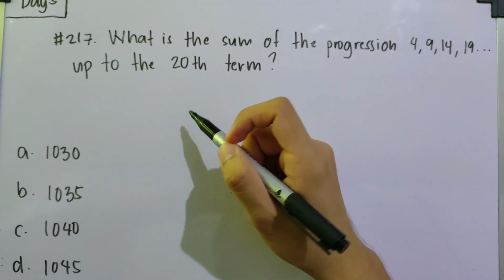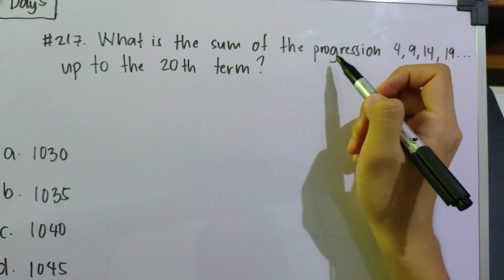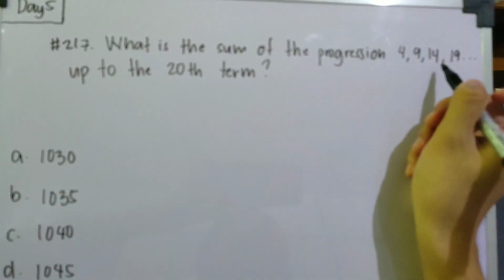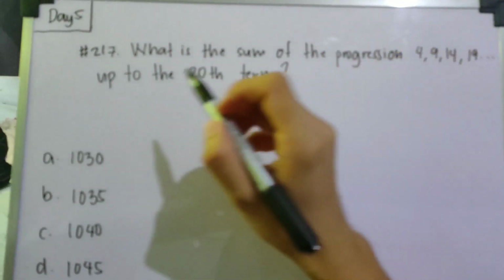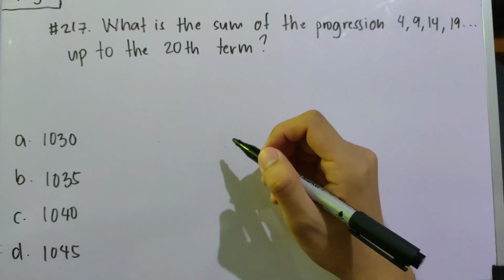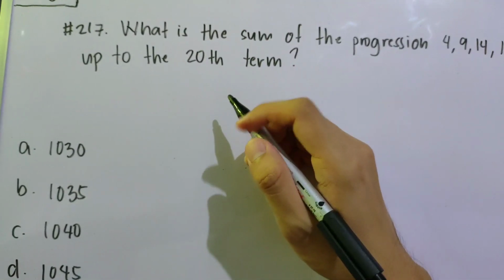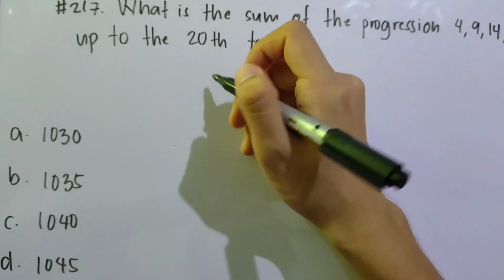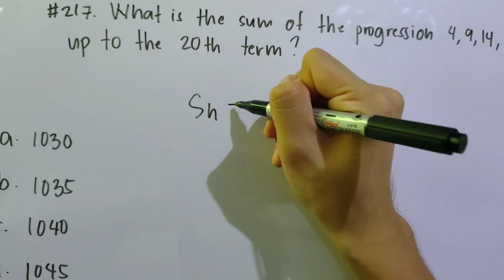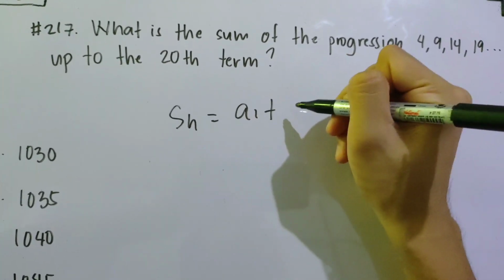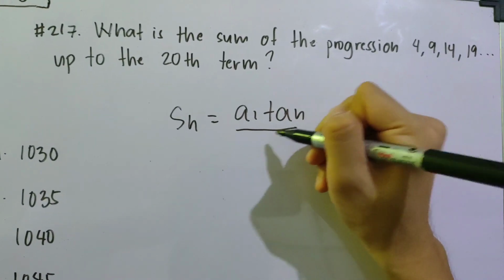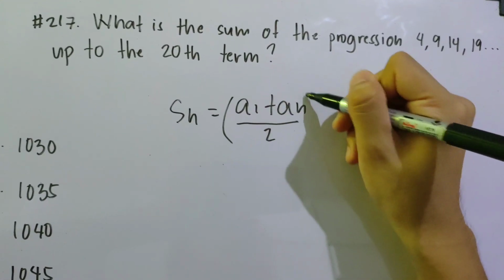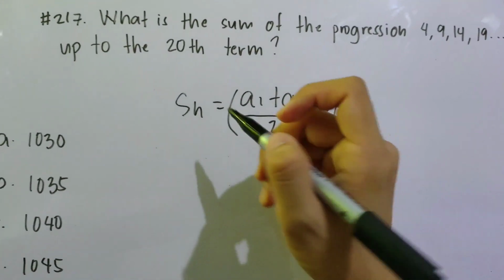Number 217. What is the sum of the progression 4, 9, 14, 19 up to the 20th term? So, gagamitin natin dito yung formula ng sum of arithmetic series, which is Sn is equal to A1 plus An divided by 2 times n. So, ang hinahanap dito yung Sn.